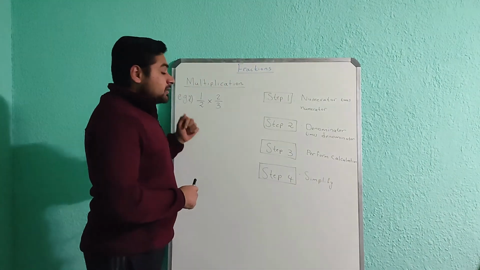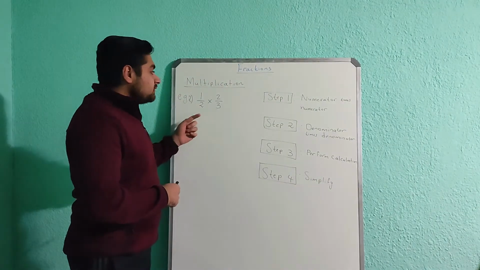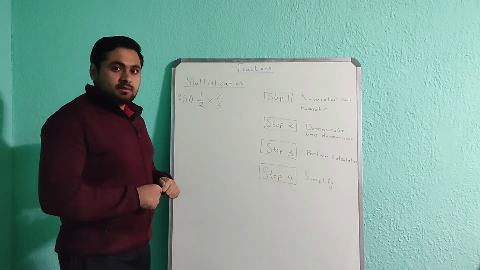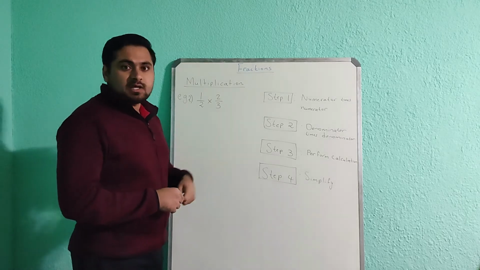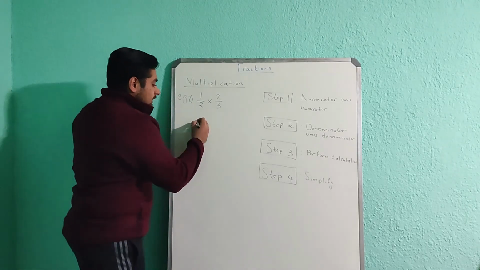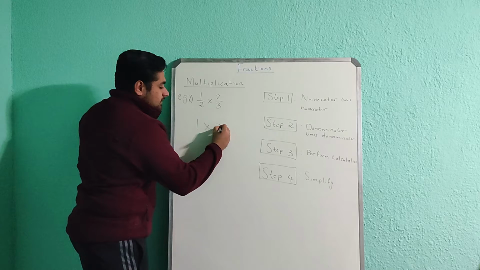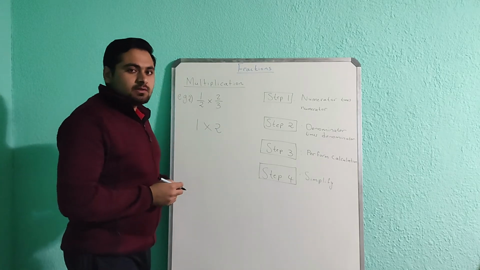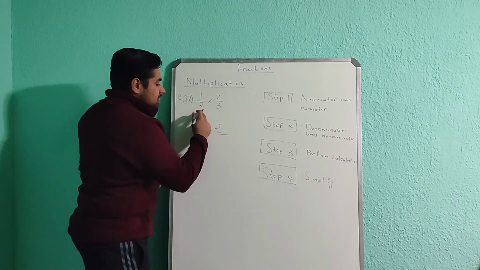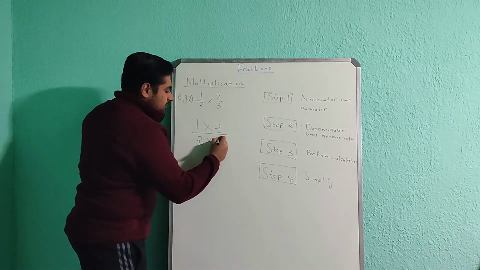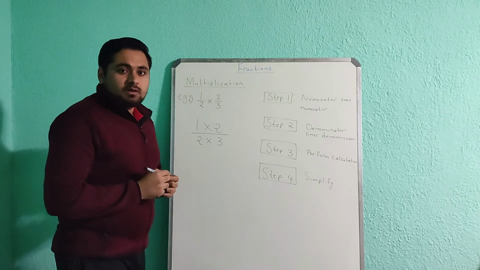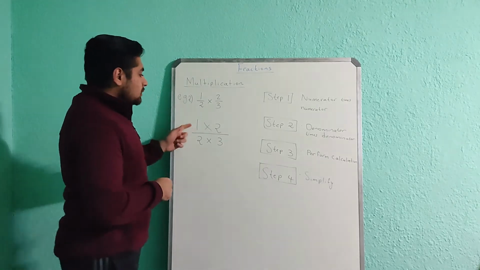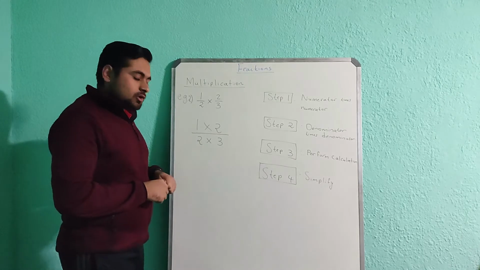So let's look at example 2. Example 2 says 1 over 2 times 2 over 3. According to our steps, the first step is numerator times numerator. So let's say 1 times 2. Now the second step says denominator times denominator, 2 times 3. Now according to step 3, we need to perform the calculation. So we multiply the numerator and the denominator.